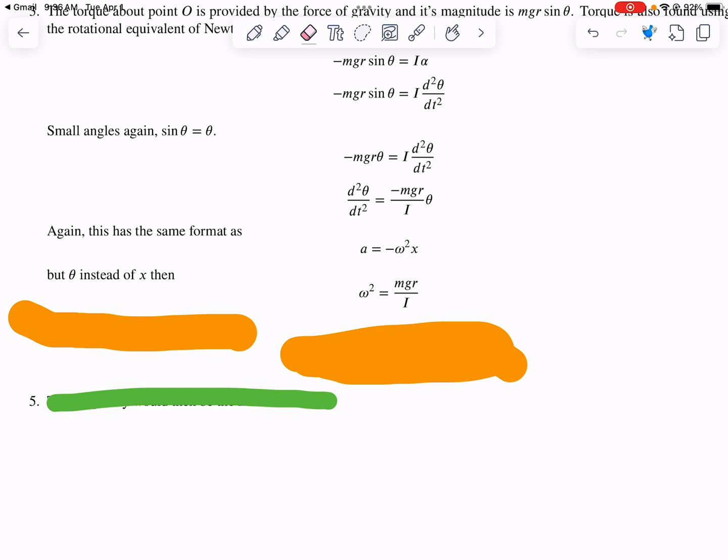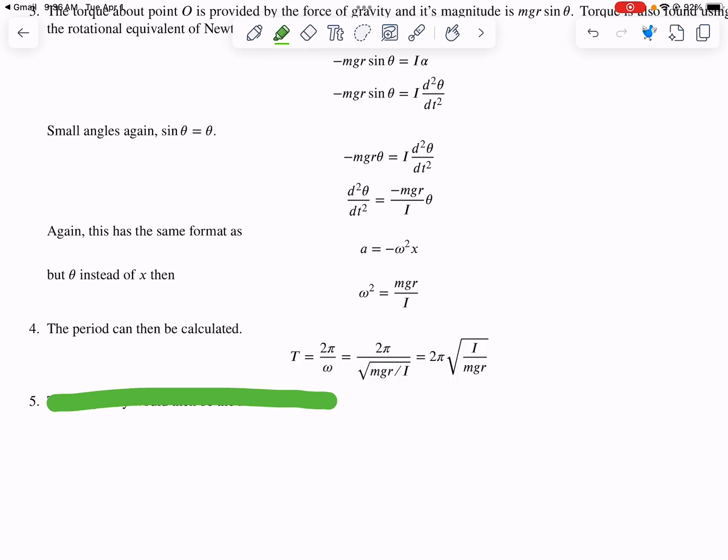So we were able to find an omega squared for our physical pendulum, just like we did with the other systems. Now we can use this to find our period. Remember, our period is 2 pi over omega. When we plug in omega, which is the square root of mgr over I, we have 2 pi over the square root of mgr over I. When we flip that fraction in the square root upside down, we have 2 pi times the square root of I over mgr.